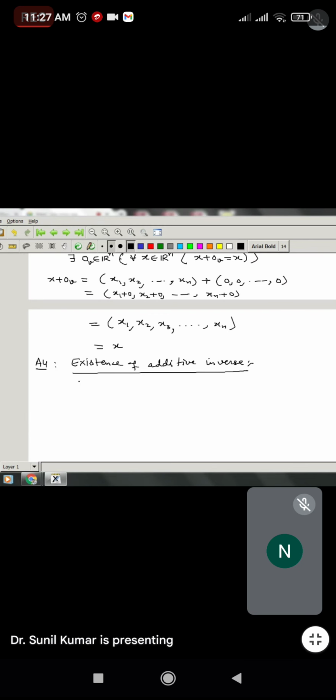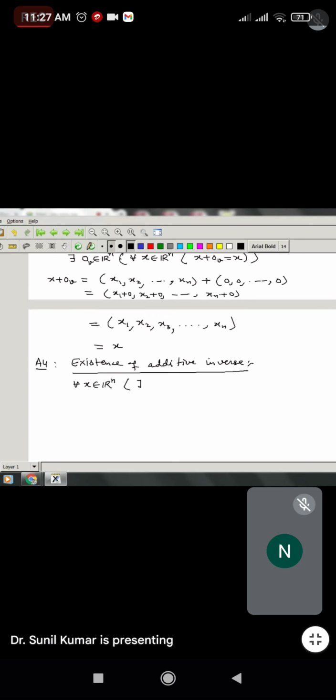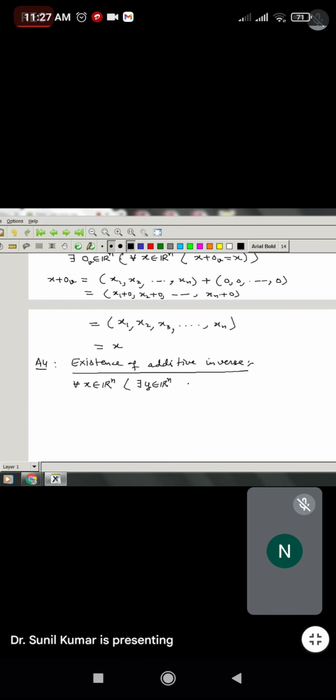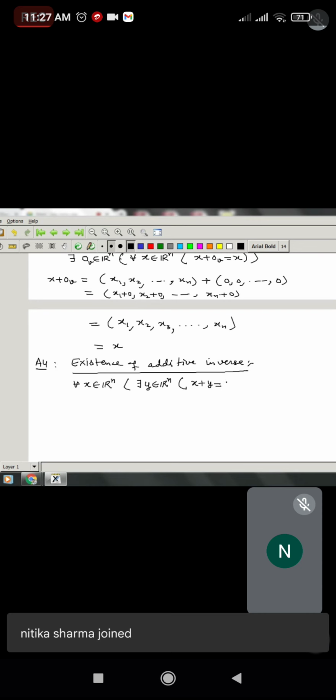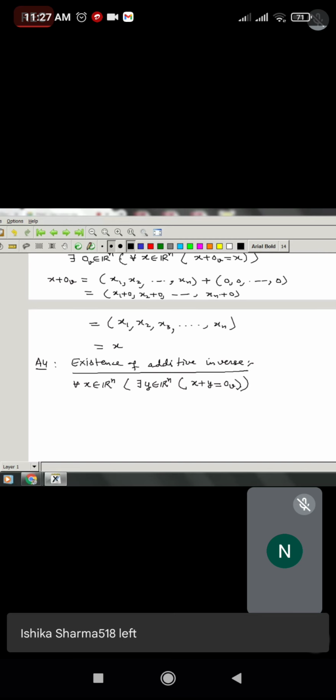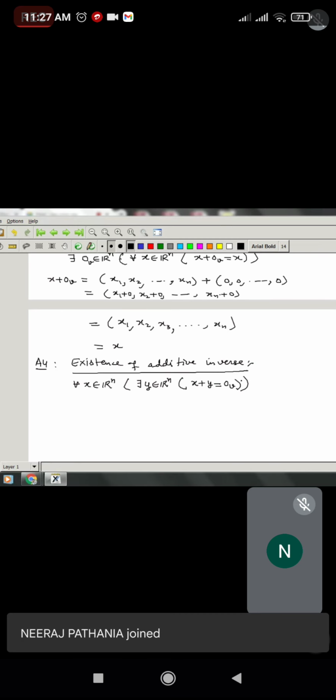So existence of additive inverse. How can we write this? For all x belongs to Rn, there exists a unique y belongs to Rn such that x plus y is equal to 0v. This is important. If x plus y equals 0, then 0 is a scalar. But the sum of two vectors is again a vector. So it is not 0, it is 0v.